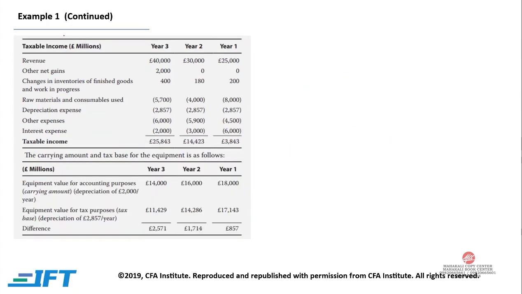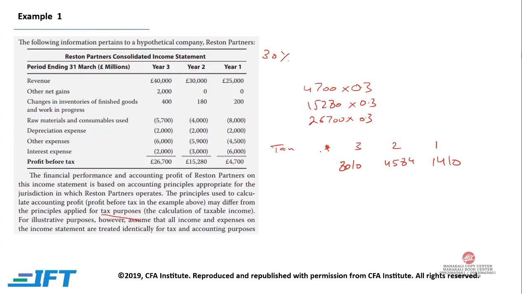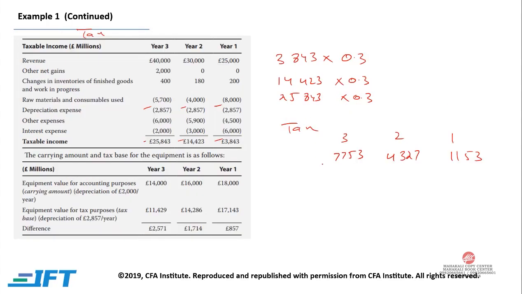Now this is for taxable income. This is your tax book. Because the depreciation we are using is different over here, the taxable income that is being produced is also different. So the tax over here would be, year 1, 3,843 multiplied by 0.3, that is 1,153. Year 2, 14,423 into 0.3 would be 4,327, and 25,843 into 0.3 would be 7,753. Now this is for your accounting book, and this is for your tax book.